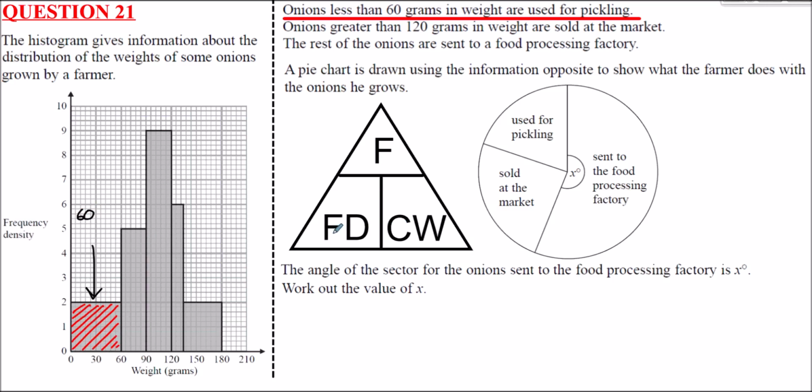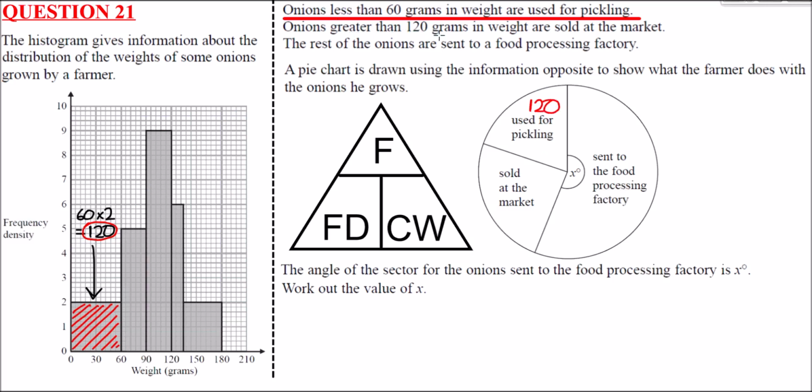I'll get myself confused. Frequency density is this axis going up vertically. The frequency density is 2. So 60 times 2, that's 120 onions. So they're used for pickling. So onions used for pickling, I'm just going to write in 120 here.